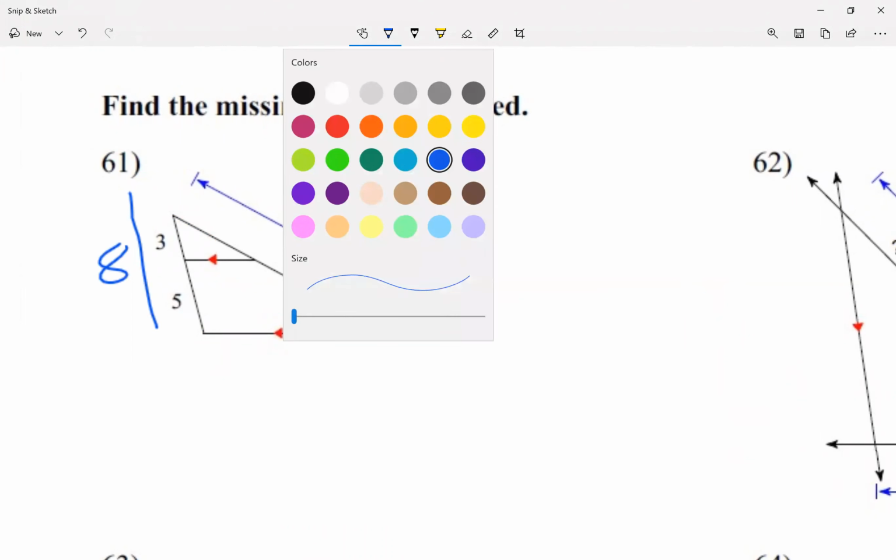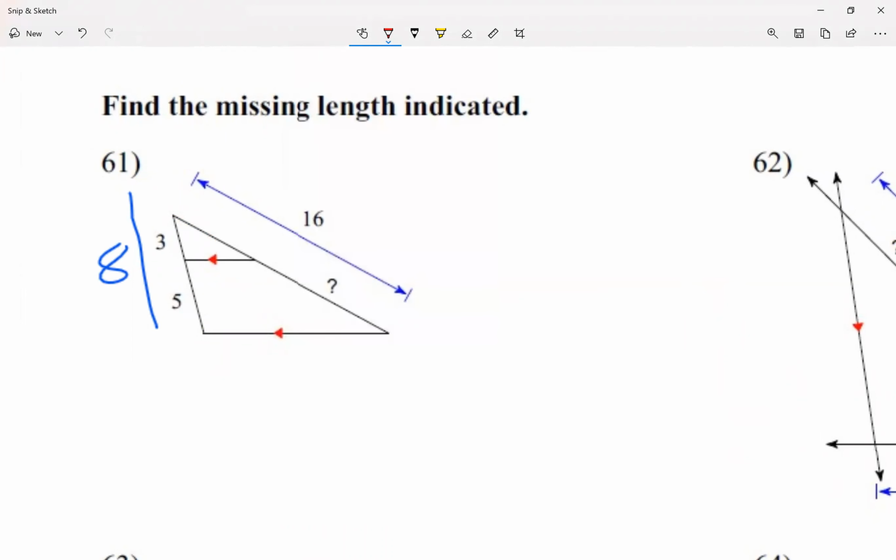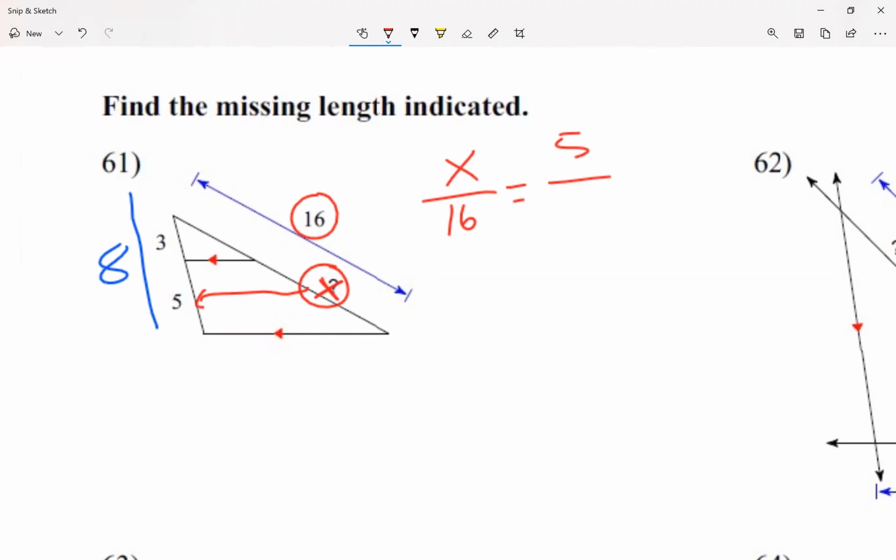Okay, now let me solve for the indicated measurement. That question mark, let me change it for x. Again, we learned back in Algebra 1 that when we don't know the value of something, we replace it with a letter, and it's usually x. So I'm going to use x and 16. So let me write my fraction. X over 16 equals. Now x goes with 5, and 16, because it's the whole thing, 16 goes with 8.